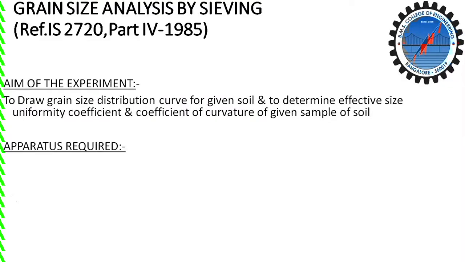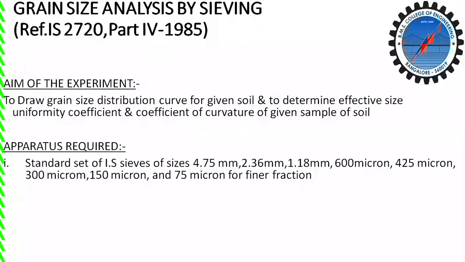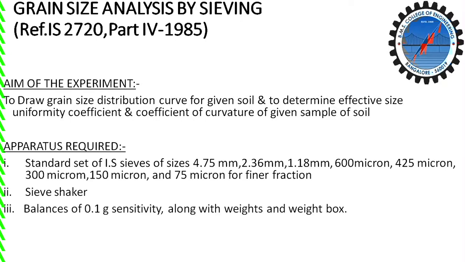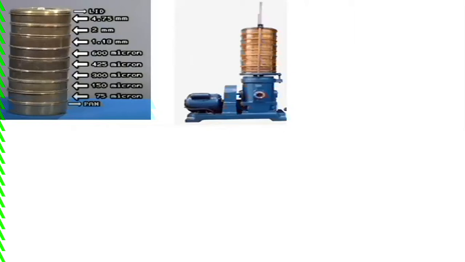What apparatus is required is listed below. That is the IS standard sieves starting from 4.75 mm, 2.36 mm, 1.18 mm, 600 micron, 425 micron, 300 micron, 150 micron, 75 micron, and then the sieve shaker, and a balance of 0.1 gram sensitivity, brush and riffler. So these are the list of standard sieves, starting from 4.75 mm to 75 micron, and then the mechanical sieve shaker as shown here.